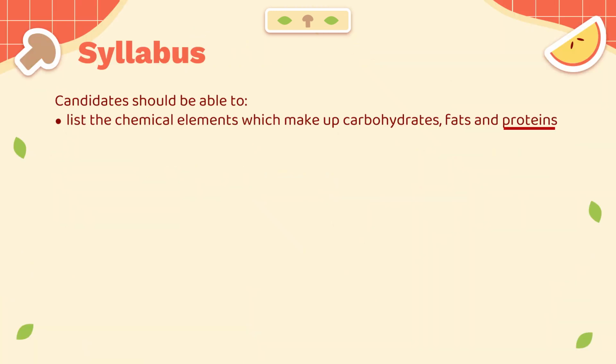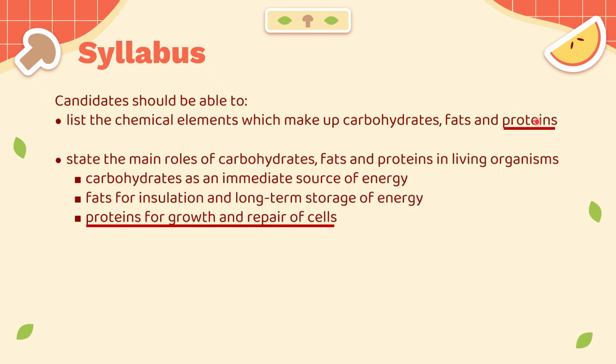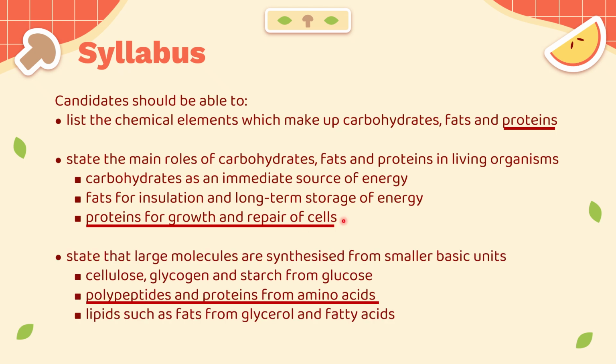From the syllabus, you must know the chemical elements that make up proteins. Secondly, out of the many functions of proteins that I will share with you, you need to know the main role of protein is for growth and repair of cells. And finally, protein is a large molecule. Proteins are made from smaller basic units known as amino acids. I will talk more about polypeptides later, but generally polypeptides and proteins are larger molecules and they are made from basic units known as amino acids.